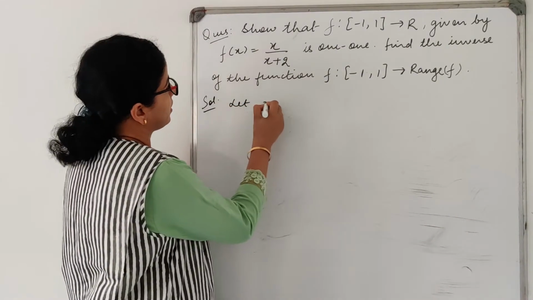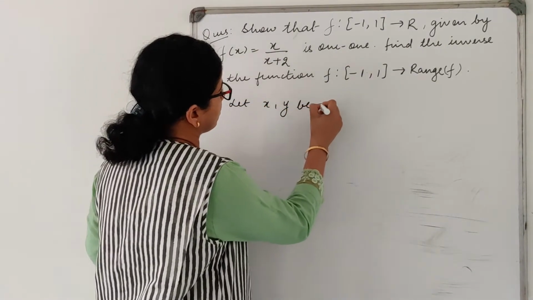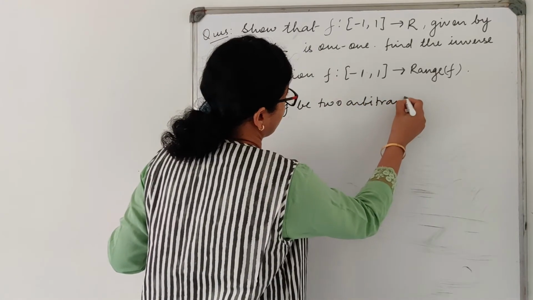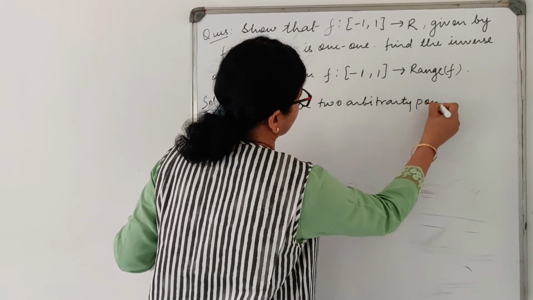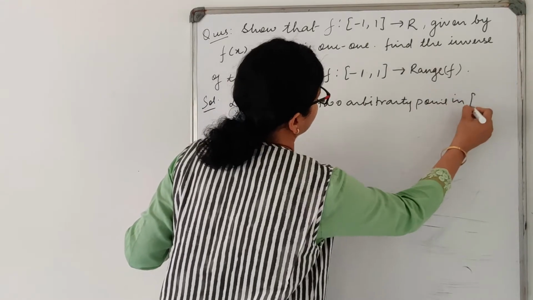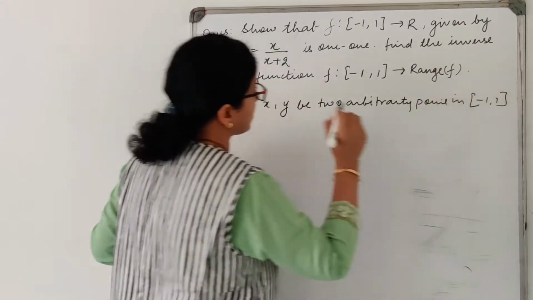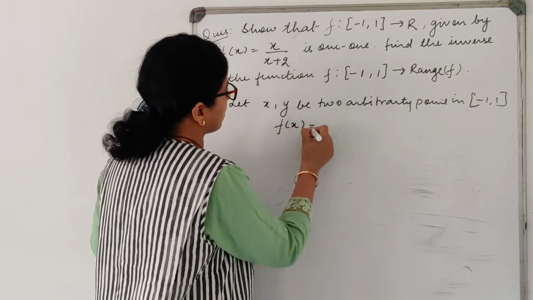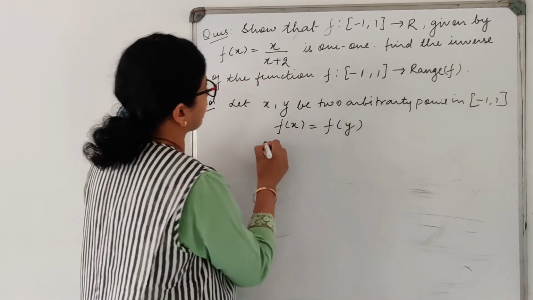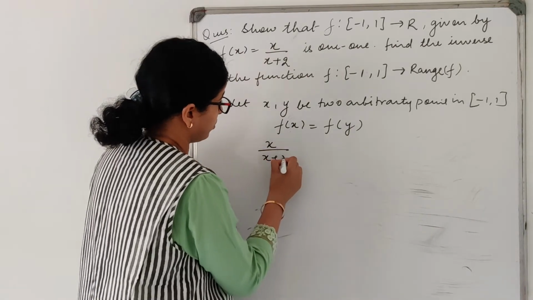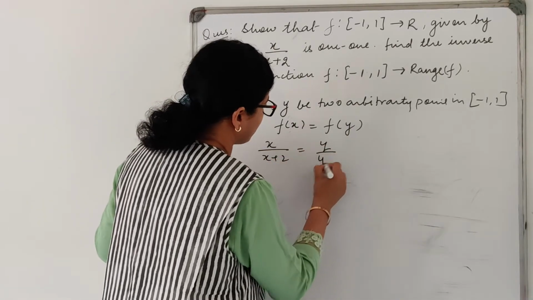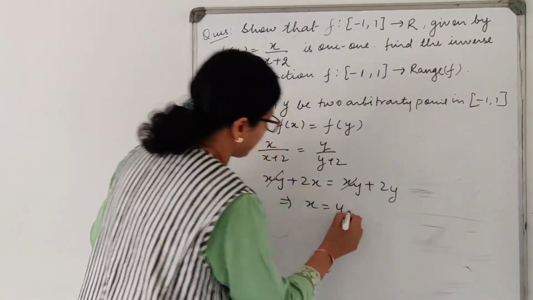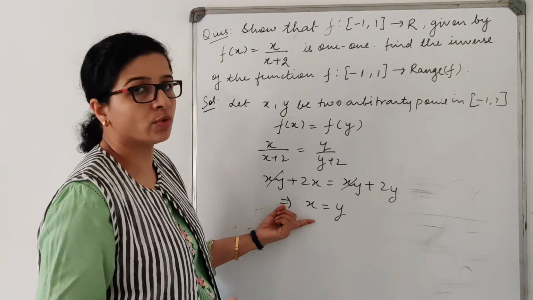So let x and y be two arbitrary points in minus 1 to 1. Okay, so we are taking the arbitrary points in the domain. So f(x) is equal to f(y). So x upon x plus 2 equals y upon y plus 2, which implies x equals y. Means my f is 1-1.